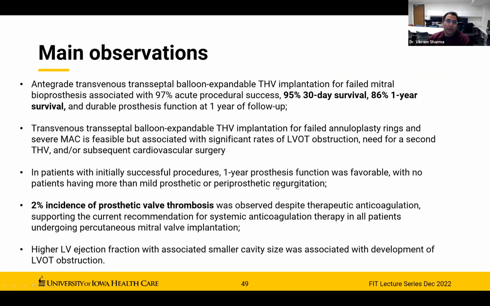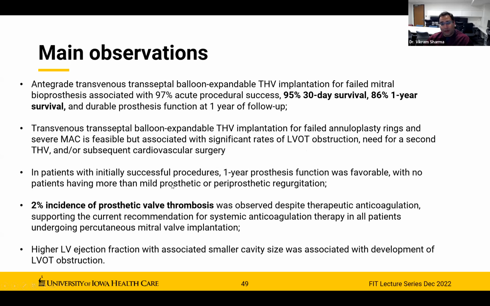So the main points from this study were that for a failed mitral valve prosthesis, transvenous transseptal balloon-expandable valve implantation had a 97% procedural success, 95% 30-day survival, and an 86% one-year survival with durable prosthetic function at 1 year follow-up. The procedure was less successful in patients who had a failed annuloplasty ring and severe MAC, but this was still feasible. There was an associated risk of LV outflow tract obstruction, need for a second valve, or a subsequent surgical valve intervention.